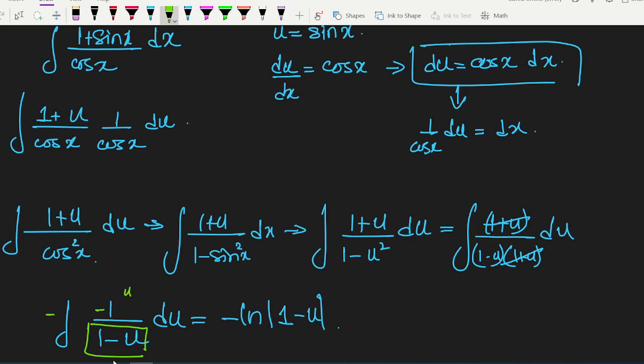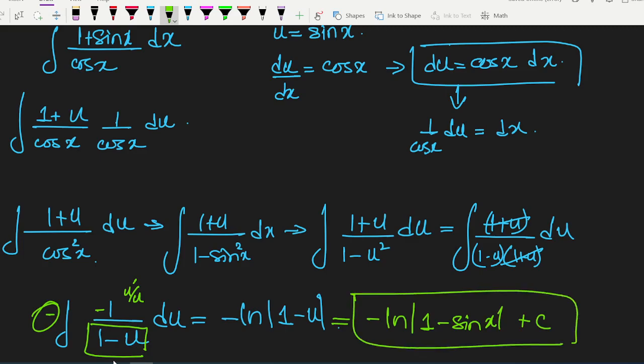So this becomes u prime over u, right? And the integral of u prime over u is ln u. And we have negative outside as well, so this becomes negative ln of 1 minus u. But u was sine x, so negative ln of 1 minus sine x plus c. This is our final answer for part B.